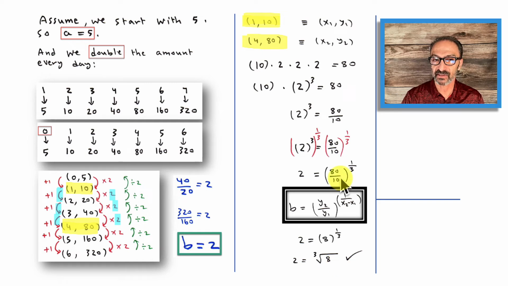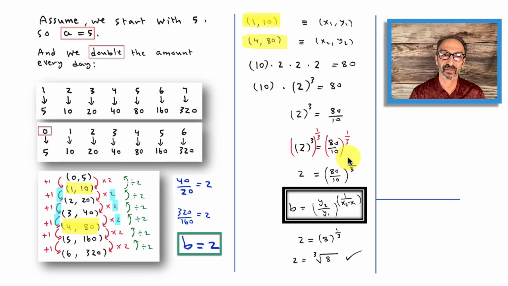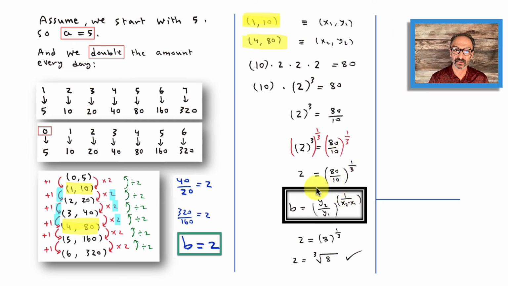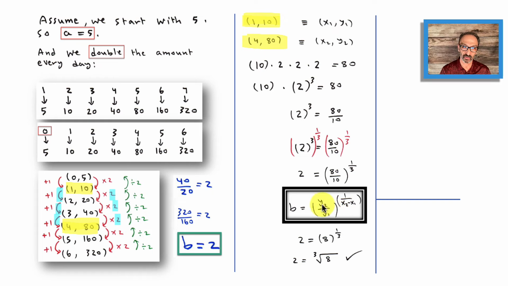If you look at this and look at the shortcut, it's pretty much the same thing. 80 over 10 is y2 over y1. That's y2 over y1. And 1 over x2 minus x1. To go from 1 to 4, step by step, it takes you 3 steps. 4 minus 1 is the 3. That is 4 minus 1. So that helps to understand where this formula is coming from.